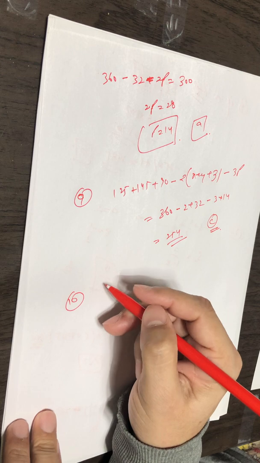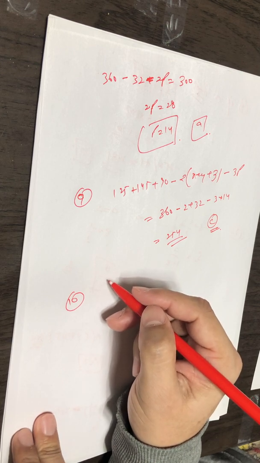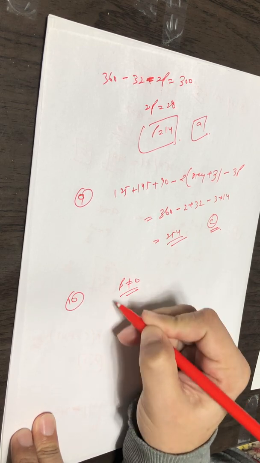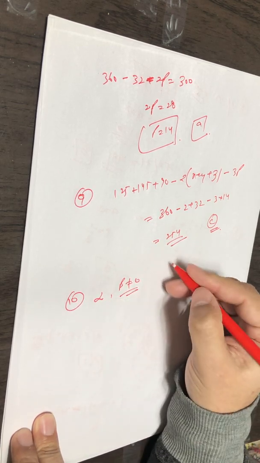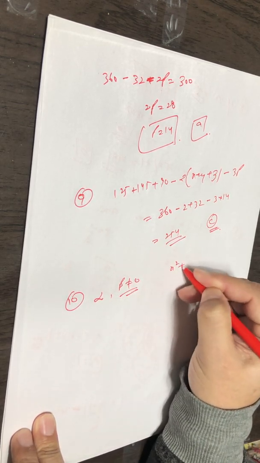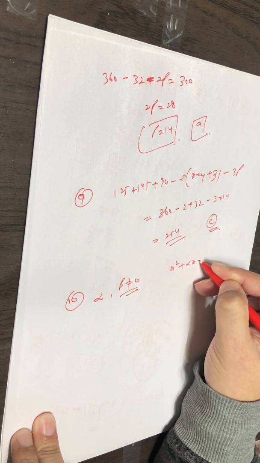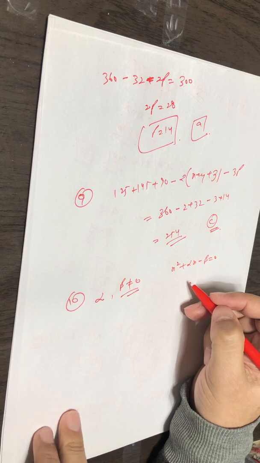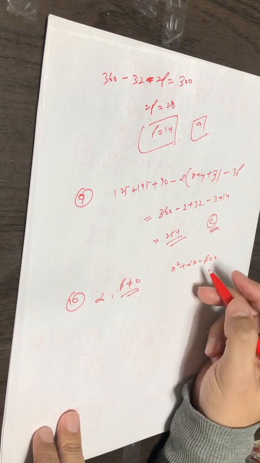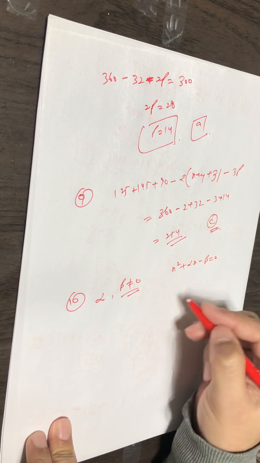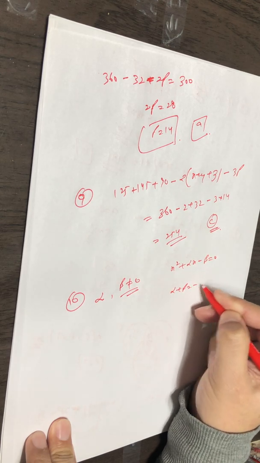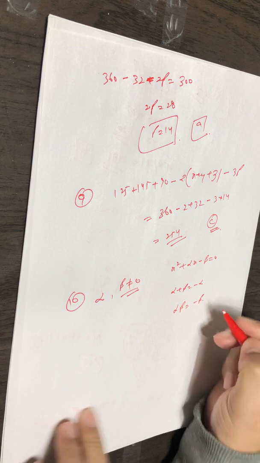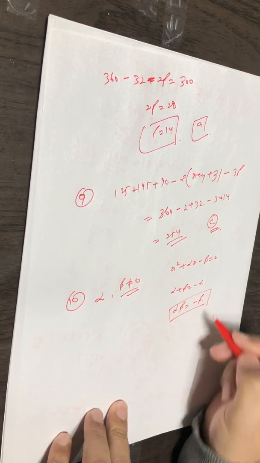10th question. If alpha and beta are the roots of the quadratic equation where beta is not equal to 0, okay, the quadratic equation is given as x square plus alpha x minus beta is equal to 0. Okay, so we are going to find out the value. So in this case, we know that the sum of roots is equal to minus alpha and alpha beta is equal to minus beta. So we are going to solve this part first.